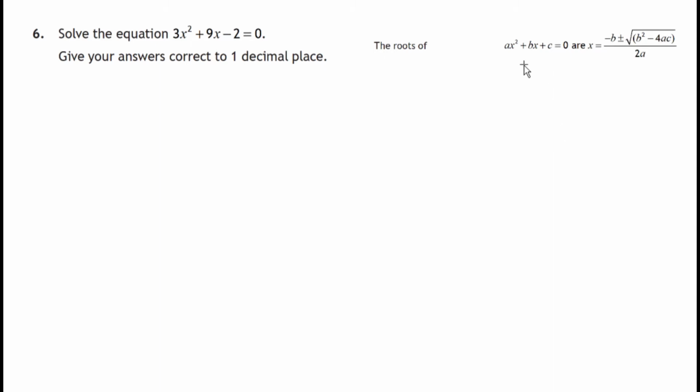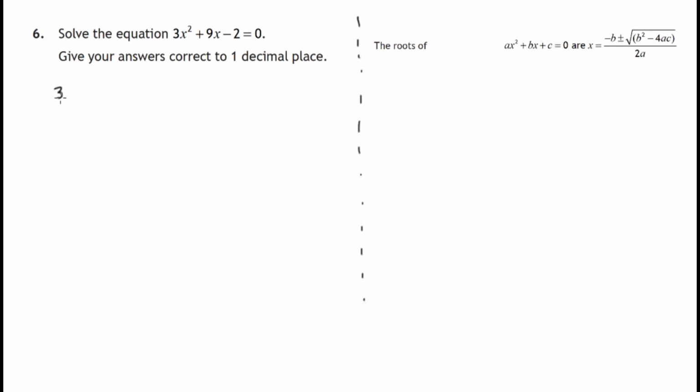The roots of ax squared plus bx plus c equals 0 are x equals negative b plus or minus the square root of b squared minus 4ac all over 2a. Worth reciting that lots of times and learning it. It's good fun. So, what do we know in this case?